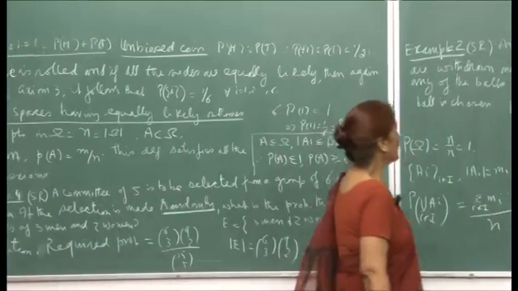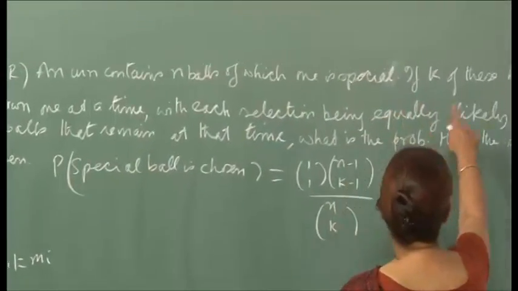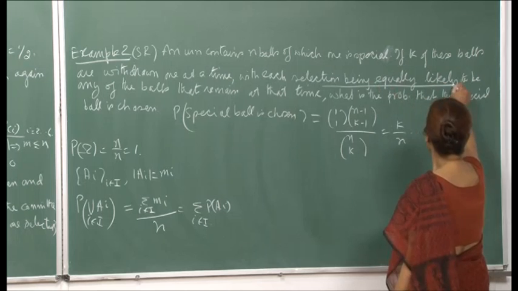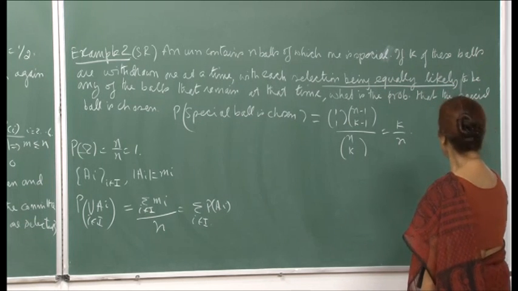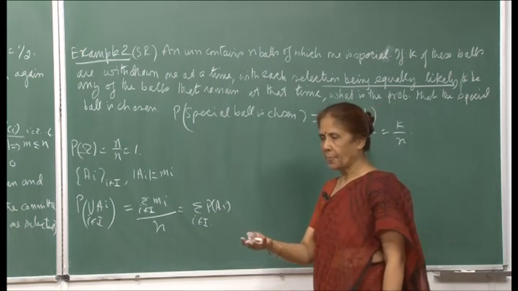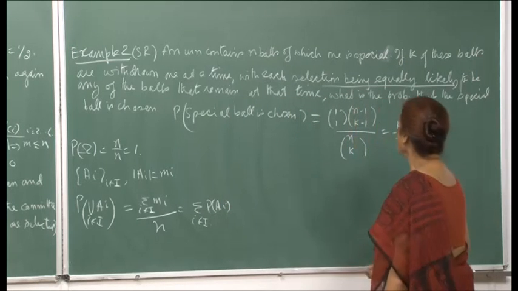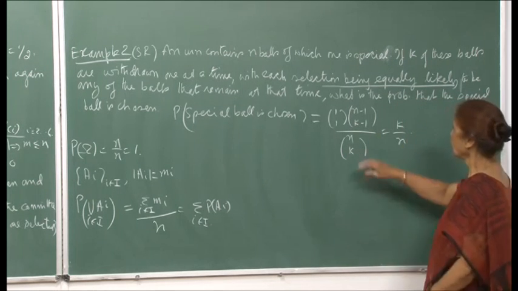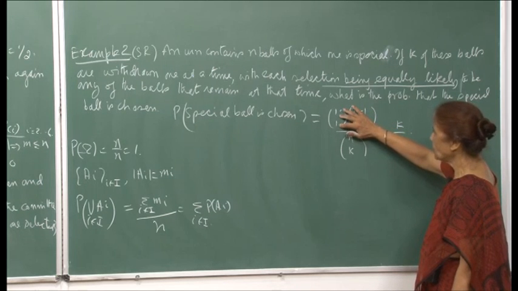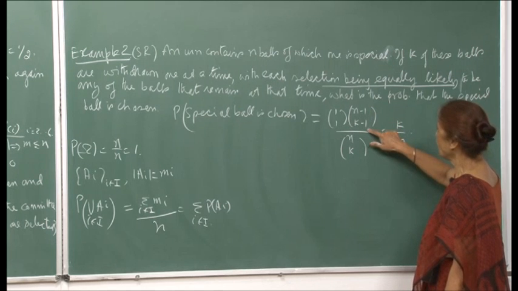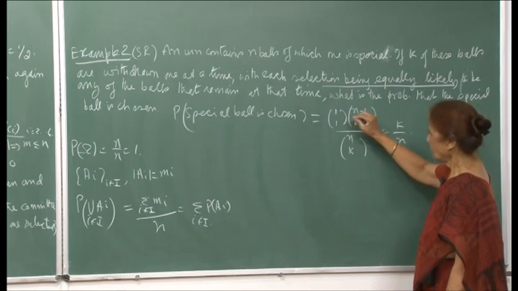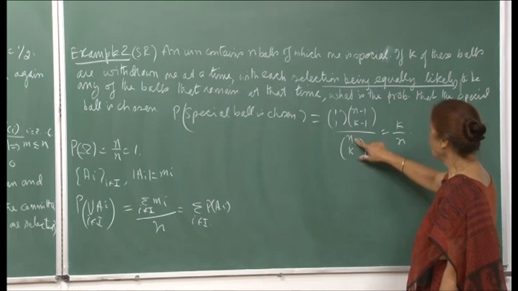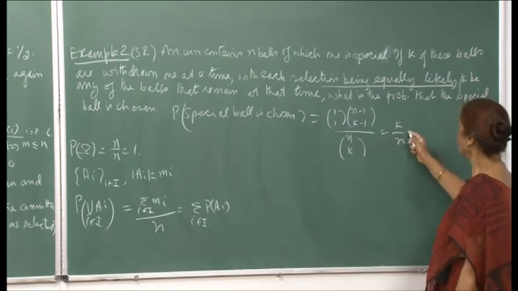Similarly, here an urn contains n balls, of which one is special. If k of these balls are withdrawn one at a time, with each selection being equally likely. So, here again the same thing is stated. Each selection being equally likely means that from whatever balls are left, choosing a ball is equally likely. Then what is the probability that the special ball is chosen? Here you have to choose the special ball, so 1 choose 1, and then from the remaining n minus 1 you want to choose k minus 1. This gives you the number of cases in which the special ball will get selected, and the total number of ways of selecting k balls from n balls is n choose k. When you compute that, it comes out to be k by n.